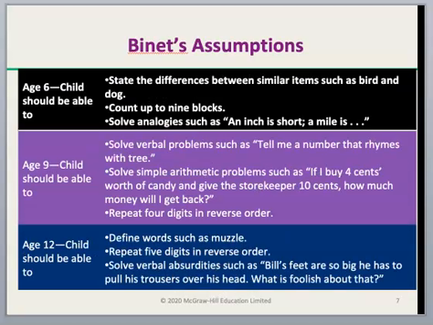And here are some more examples. By the age of 12, the child should be able to define words such as muzzle, maybe more complicated words, repeat 5 digits in reverse order, and solve verbal absurdities such as, Bill's feet are so big he has to pull his trousers over his head. What is foolish about that? So they need to be able to problem solve and figure that out.